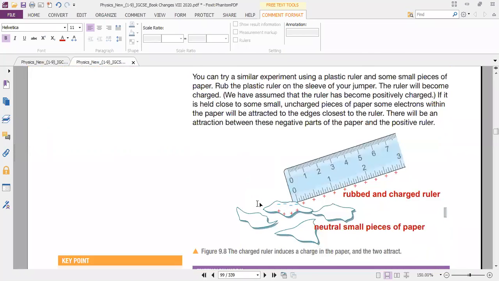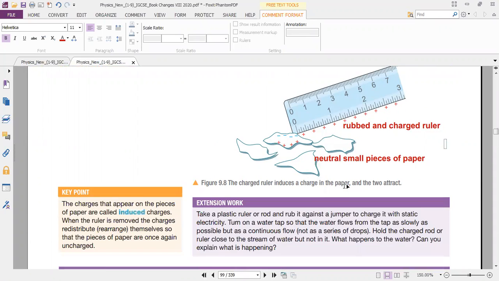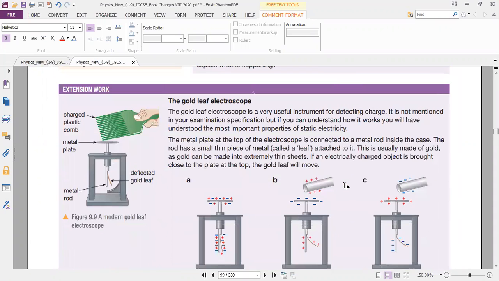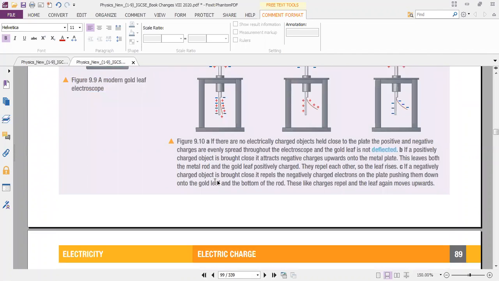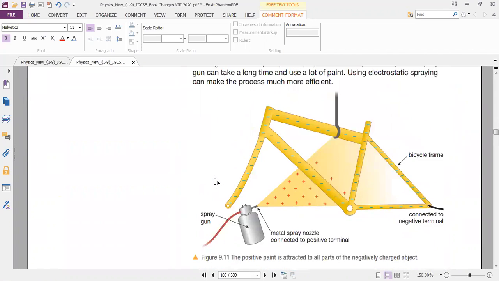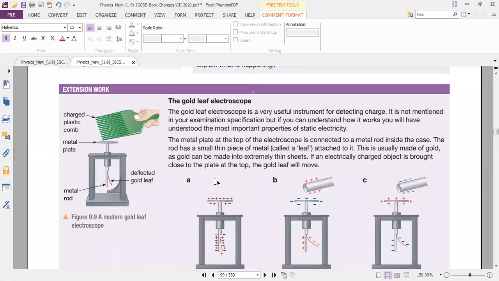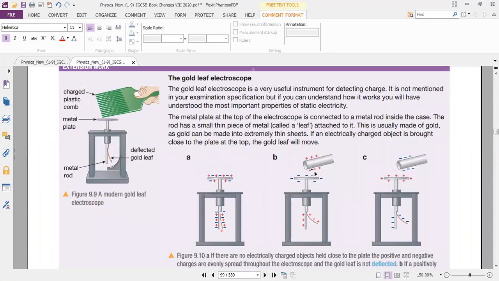So this is another demonstration that attraction is present between opposite charges. And there is the gold leaf electroscope. There are uses of electricity, and the gold leaf electroscope is also the same thing.